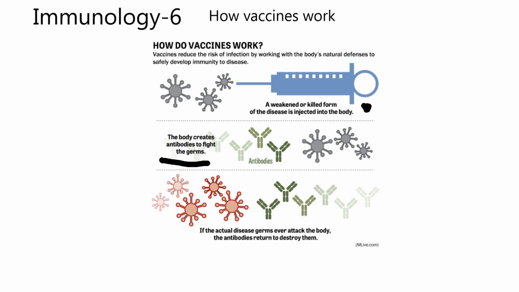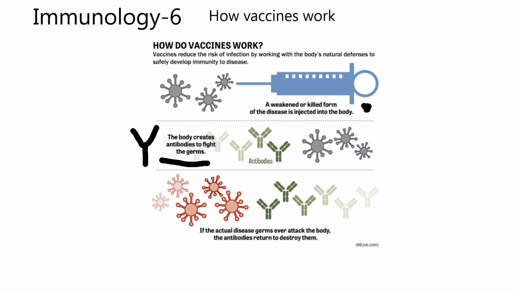Now the middle panel says the body creates antibodies. Remember, antibodies are always Y-shaped. And this is true. The body creates antibodies. Well, that's one of the responses. We're going to find out some memory cells are made too.